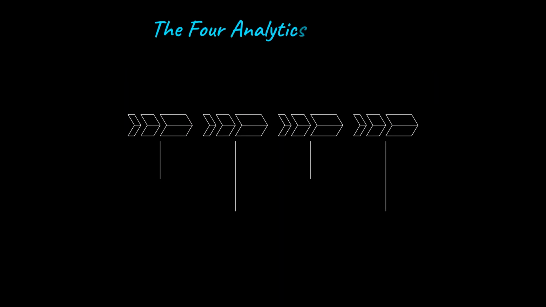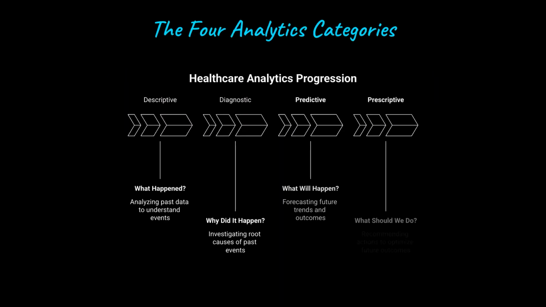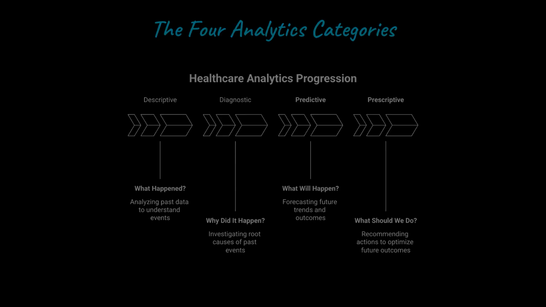The four categories build on each other in increasing complexity. Diagnostic asks why something happened. Predictive asks what is likely to happen next. Prescriptive recommends specific actions. Each depends on the reliable foundation that descriptive analytics provides.